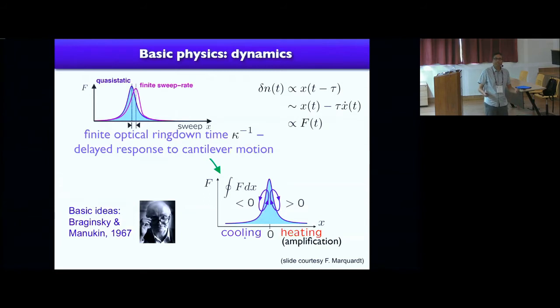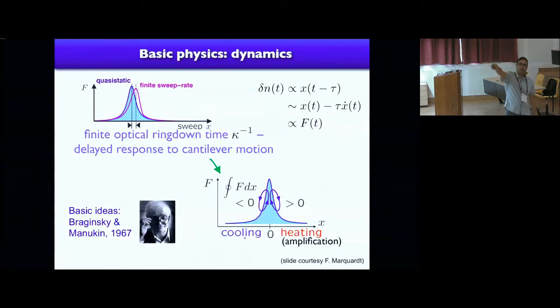So what is the intuitive way of understanding these effects? Here's my resonance curve of my cavity. I'm driving the cavity with laser light. Normally we think of this x-axis as the detuning of the cavity from the laser. But we know in optomechanics that when I change the position of the mechanical resonator, I also change the detuning. So here's the normal Lorentzian response curve.